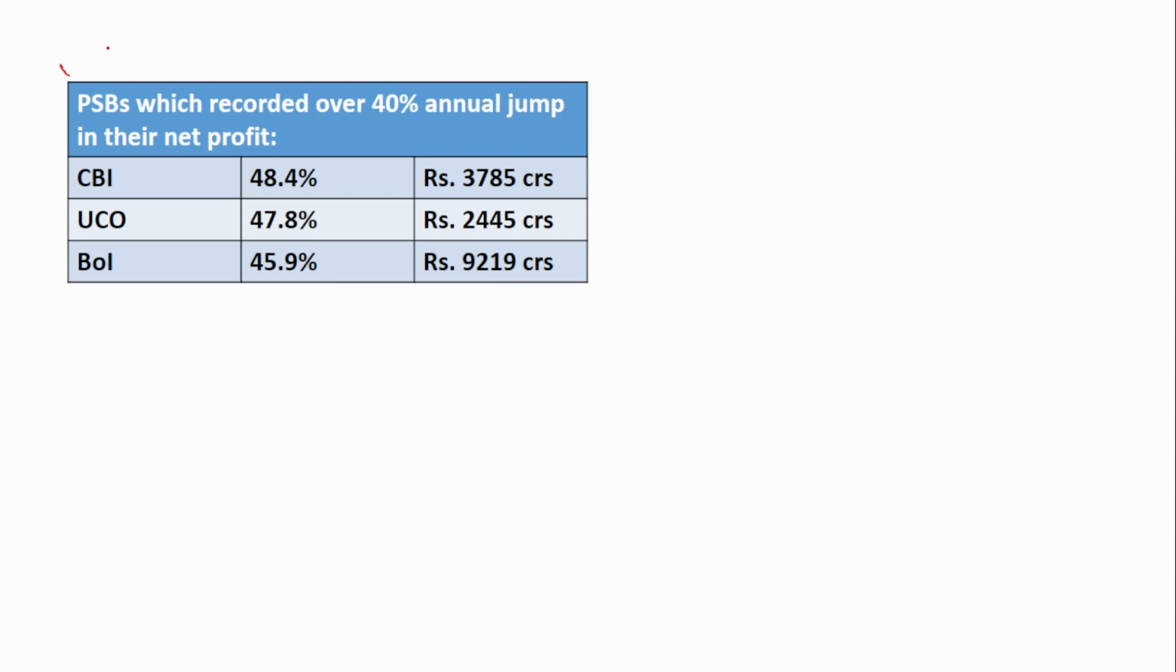Next, the public sector banks which recorded over 40% more profit compared to the previous year. We saw that Punjab National Bank and Punjab and Sind Bank reported around 100% and 70% growth in profit compared to the previous year. Here they have reported around Central Bank of India 48%, UCO Bank 47%, Bank of India around 45%. This is the profit reported by them in financial year 2025.